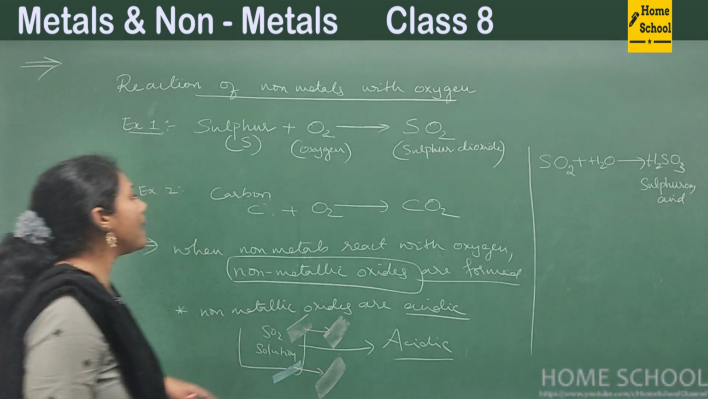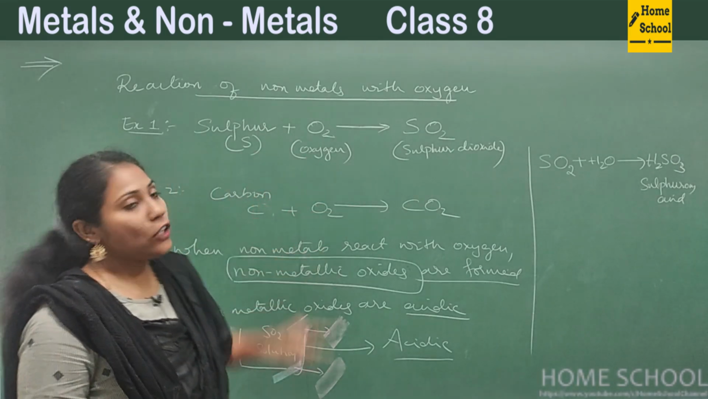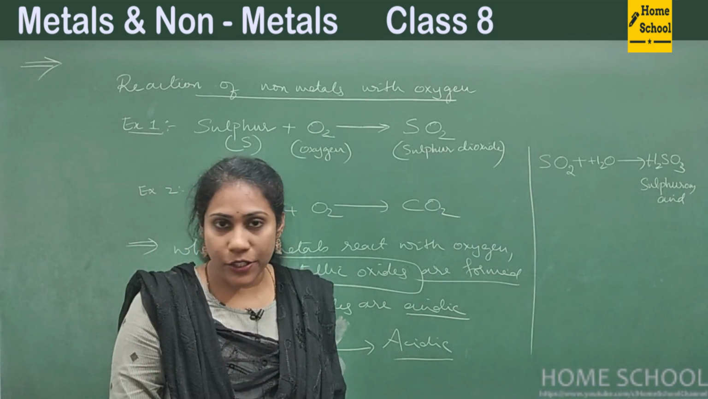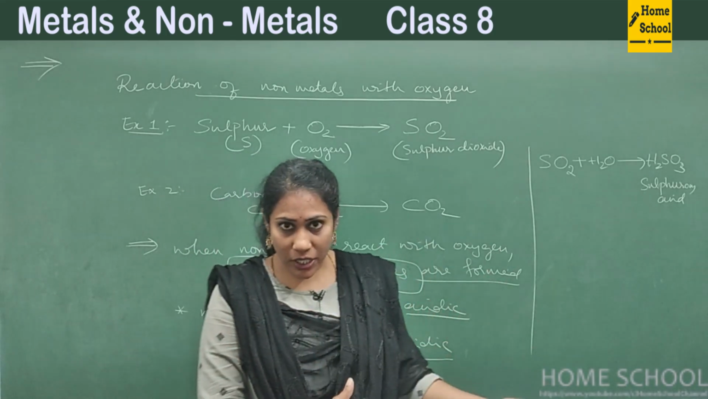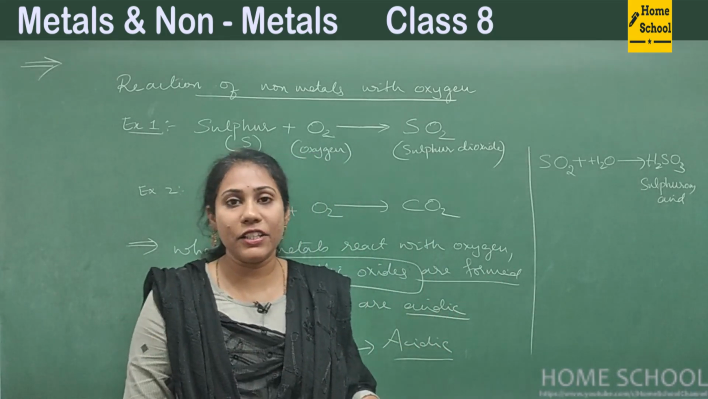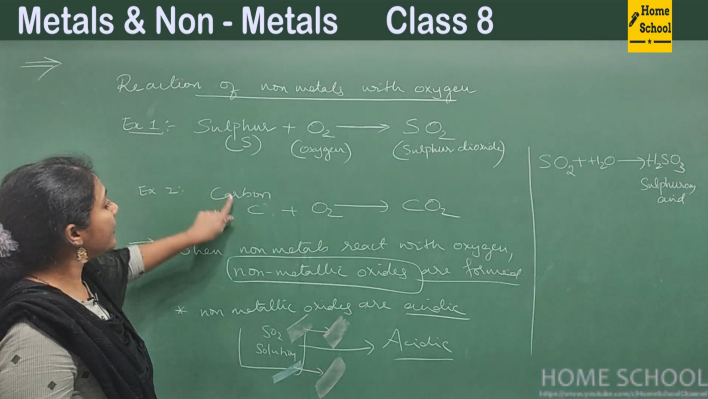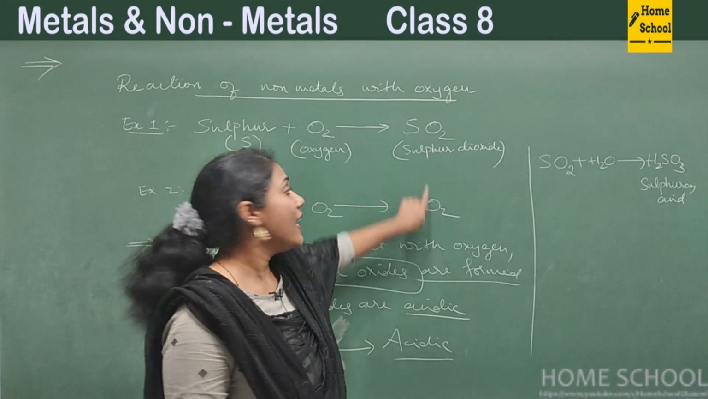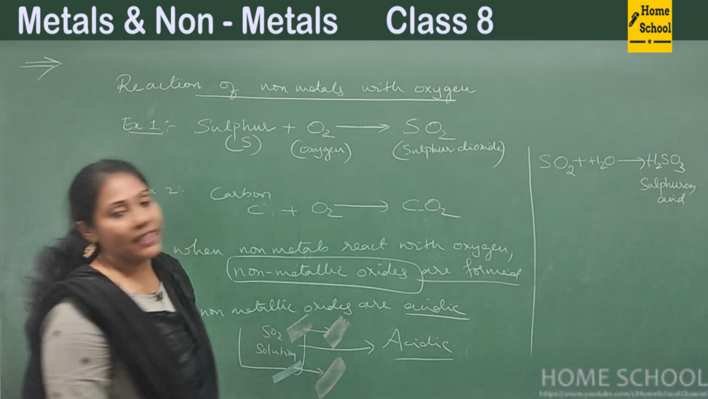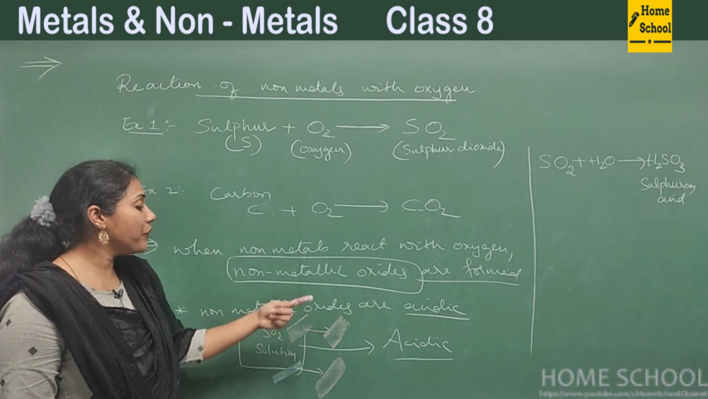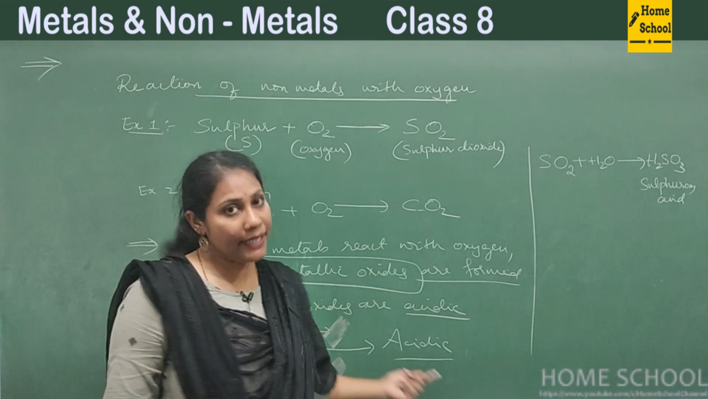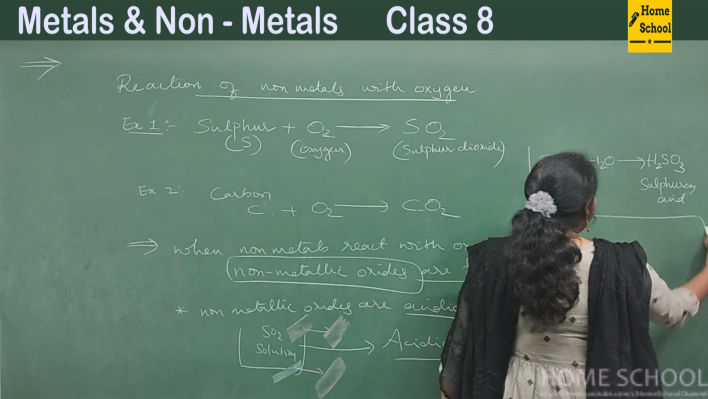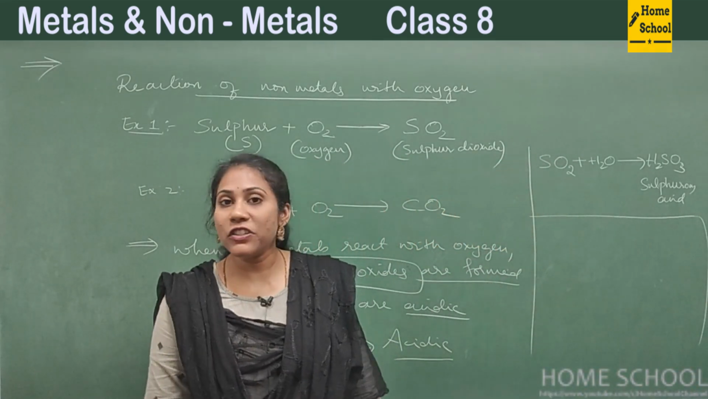Okay, so this is about non-metals reacting with oxygen. When metals react with oxygen, you will get metallic oxides, and they have basic nature. Whereas when non-metals react with oxygen, you will get non-metallic oxides, and these have acidic nature. And that you can prove with the litmus paper test activity, something like this.